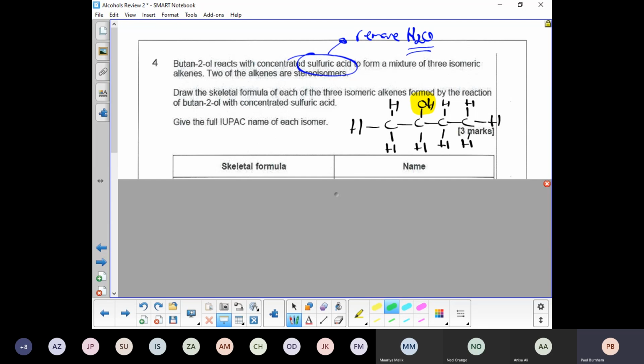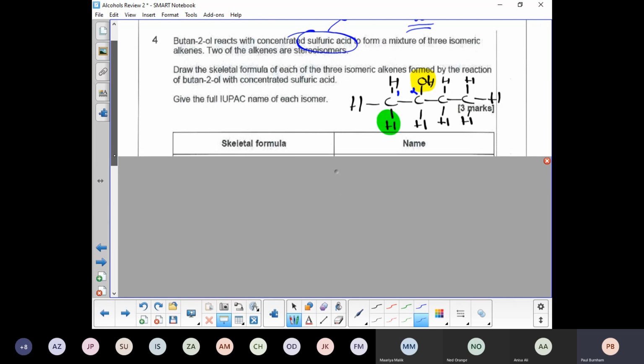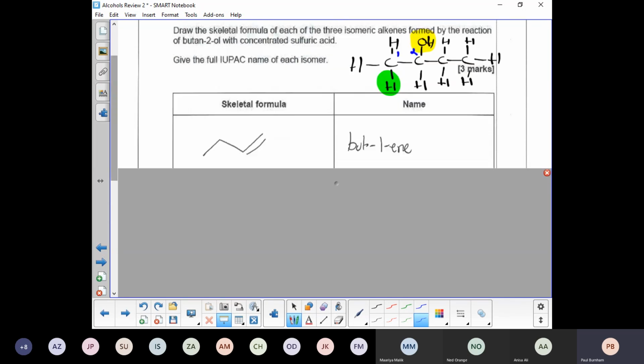I could remove the hydrogen atom here from carbon number 1, and that would give me a double bond then between carbon 1 and carbon 2, and that's going to be my first product. That's going to be but-1-ene, and I'm asked to give the skeletal formula, so I've got to make sure I'm using the right formula, not just the structure of the product. I need to show it as a skeletal structure, and I need to give its IUPAC name, which is but-1-ene.